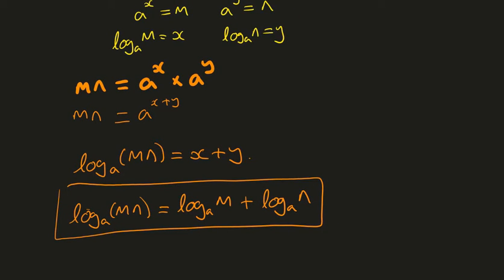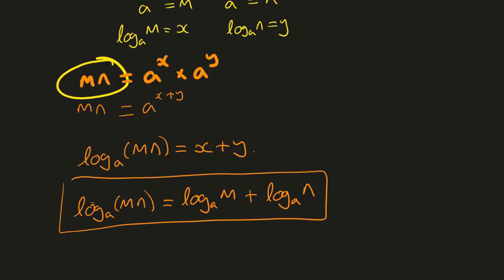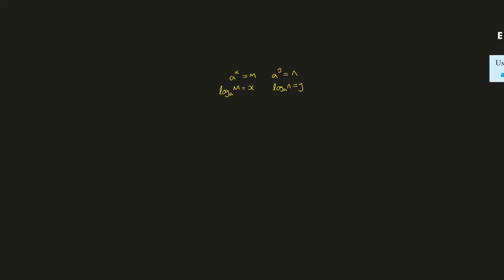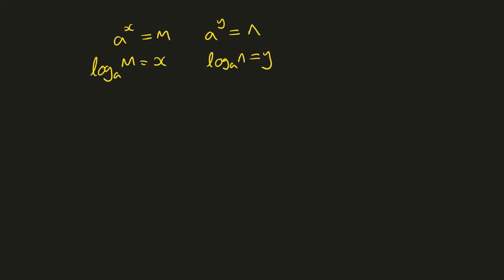Now that rule came from the fact we were using mn. So it makes sense for us now to consider m divided by n. So let's get rid of this, and we'll see if we can find another rule that's useful, starting with m divided by n. I can write this in terms of my a's. This is going to be a to the x divided by a to the y. So of course, I can write this as a to the x minus y.